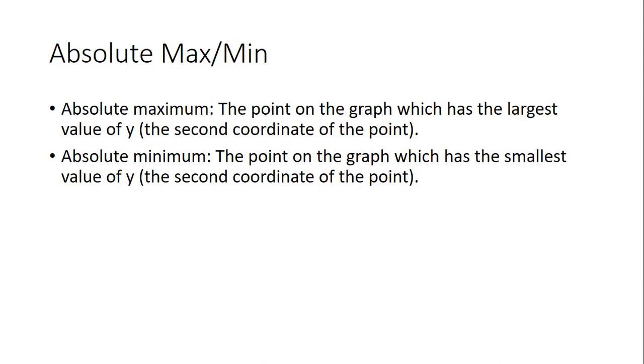Okay, when you are asking for absolute max and min or relative max and min, it is referring to your value of y. When it says the second coordinate, that means sometimes your graph may not be x's and y's, right? It may be representing profit and loss or something like that. But just remember, it's the dependent value that you're giving me.